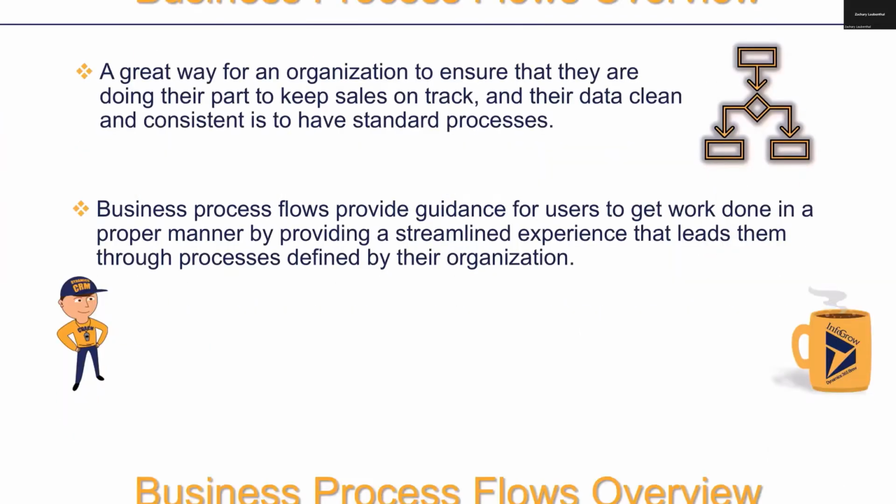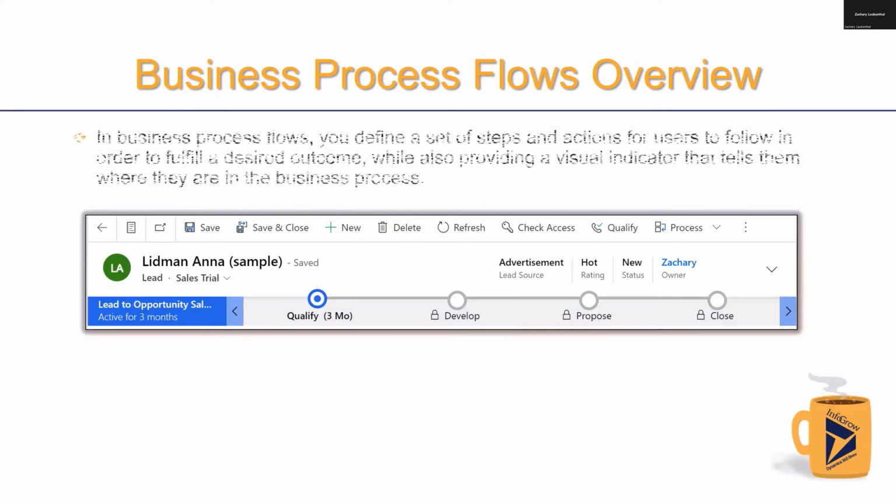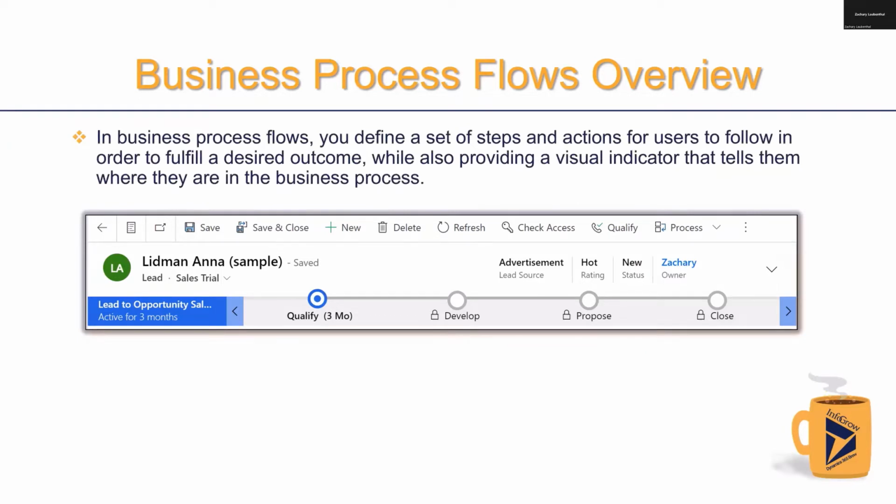What is a business process flow? It's a defined step of actions to take along the route of coming up with what you need your process to be. I'm sorry, I'm speaking badly here. Let me just read this for you.